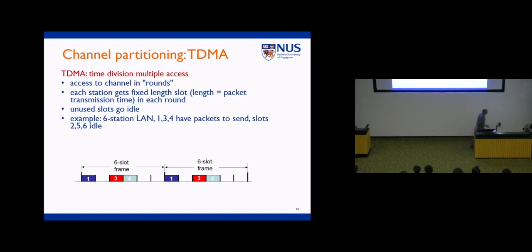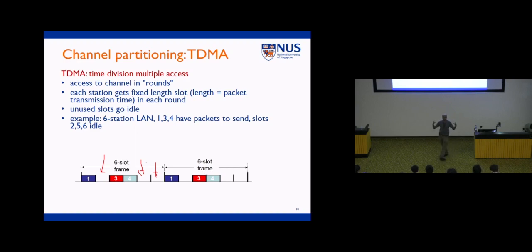So even though user number 2 is not transmitting anything, we have still allocated a slot for that user. Similarly, for user 5 and 6, we have allocated a slot. So this is not very good when only a small number of users are active in the network. Then you tend to waste a lot of resources.